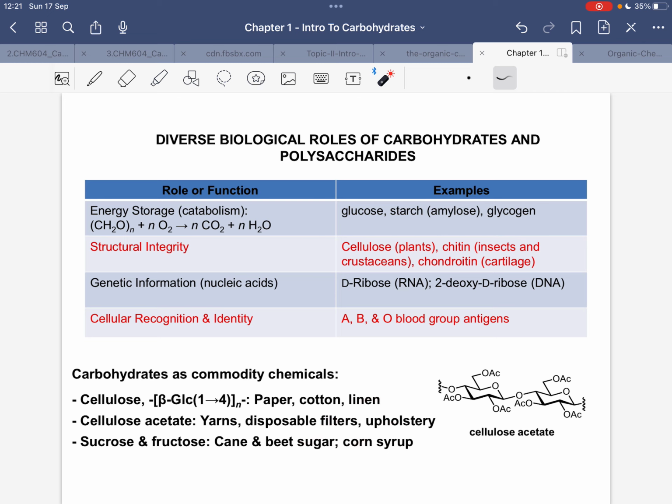get from carbohydrate sources, like from cellulose we can make paper, cotton, linen. And from cellulose acetate, this is a derivatized form of cellulose wherein the OH groups of cellulose are turned into acetate groups. We can produce yarns, disposable filters, and upholstery. Of course, the most common sugars like fruit sugar, fructose, and sucrose from sugarcane, we can generate food products such as cane and beet sugar, and also corn syrup which is very important in the food industry.